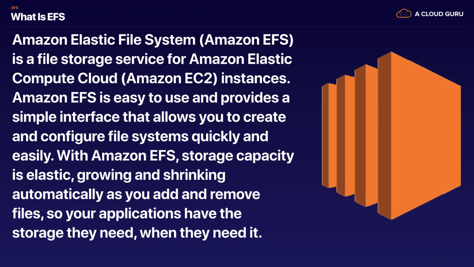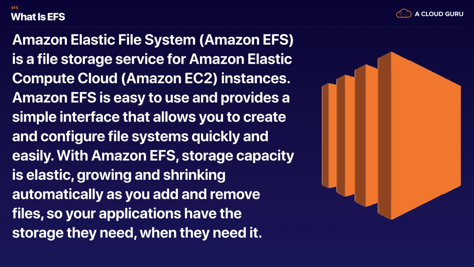So EFS is an easy way to use and provides a simple interface that allows you to create and configure file systems quickly and easily. And with EFS, storage capacity is elastic, growing and shrinking automatically as you add and remove files, so your applications have the storage they need when they need it. So it is actually really cool. Basically, if you provision an EFS instance, it will just grow automatically. So you could put like a 1 terabyte file on there, and then add another terabyte. You don't need to pre-provision storage like you do with EBS. So EFS is great for basically file servers. It's a great way to share files between different EC2 instances.